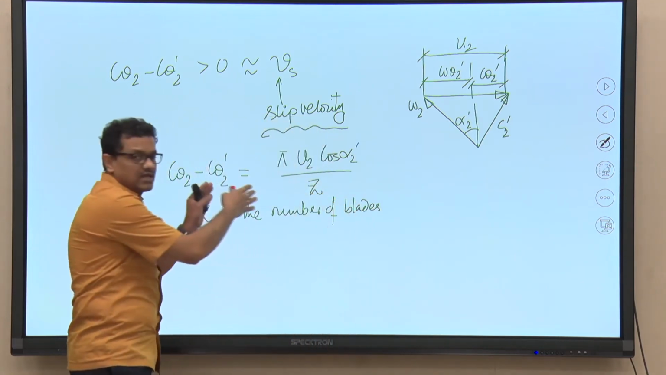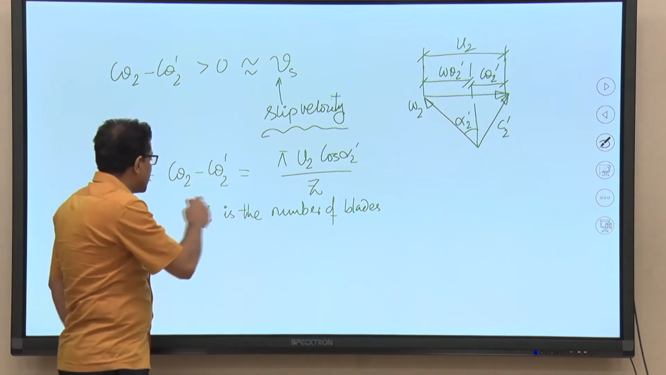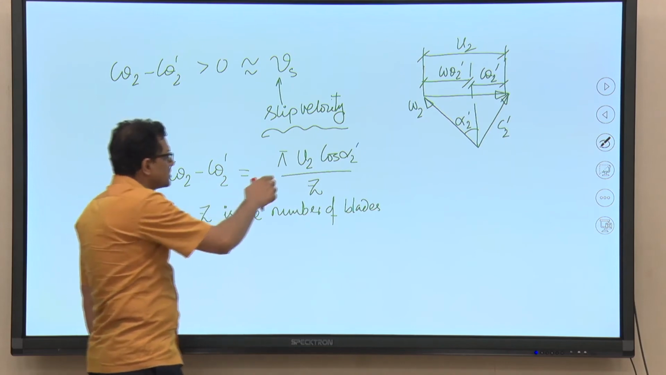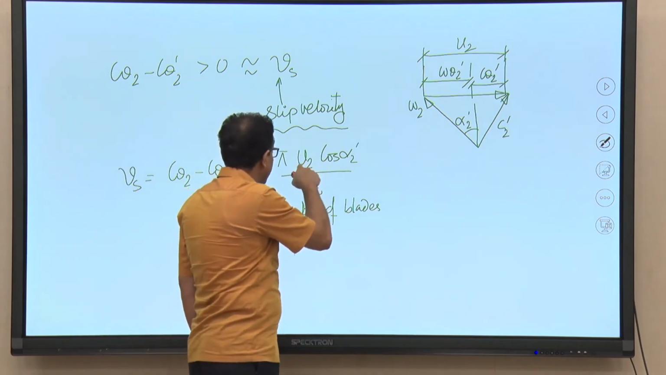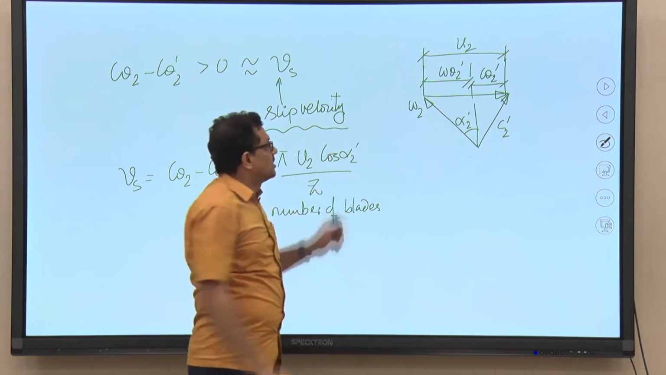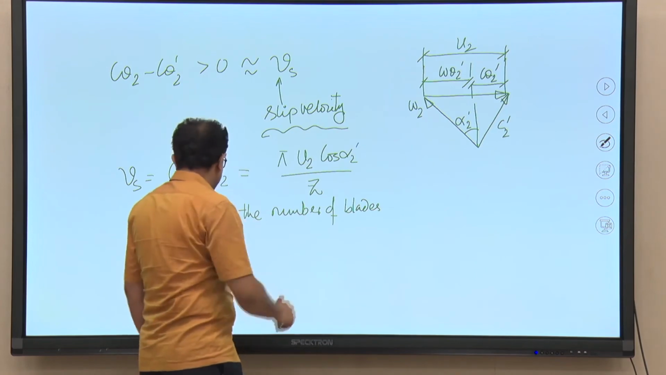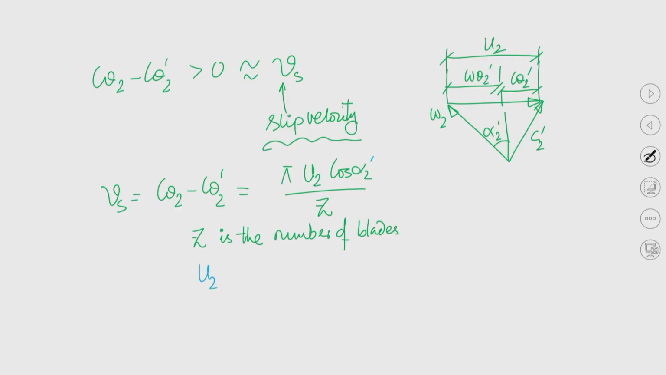and we will try to establish this relation using the model proposed by Stodola, but at least for the time being you should know this can be written in terms of pi u2 cos alpha 2 prime by z, where u2 is the tangential velocity at the outlet, the blade velocity at the outlet, and z is the number of blades.